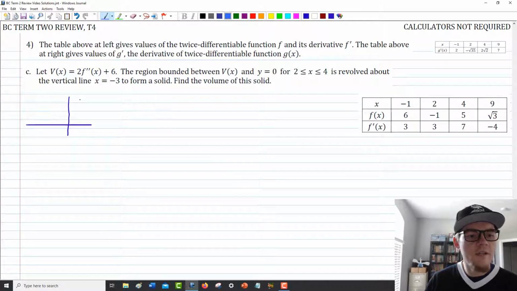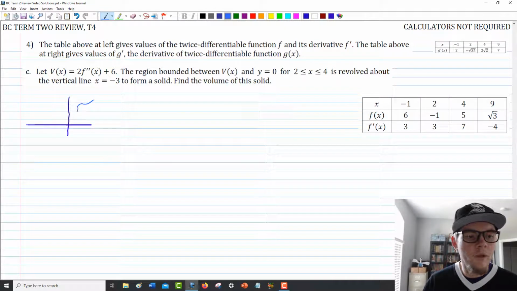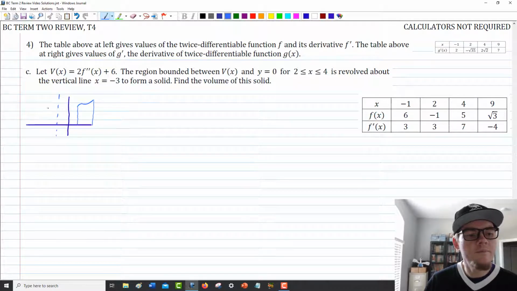Okay, so in looking at this expression, I want to draw 2f double prime of x plus 6. I don't know what that looks like. I'm just going to draw it like this. So there's our region. We're going to revolve it about the line negative 3. And this isn't drawn very well to scale, but that's probably going to be to our advantage.